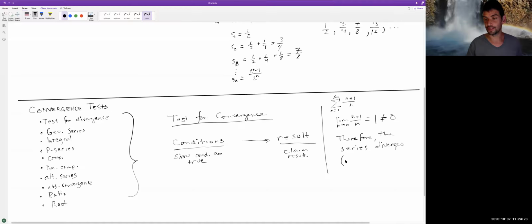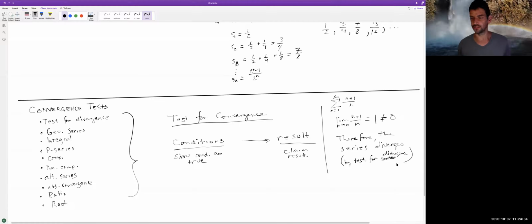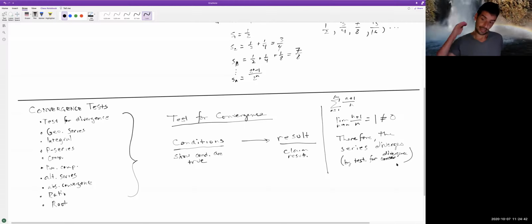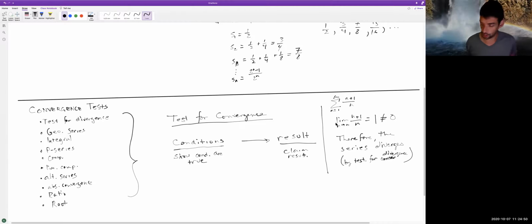I might say something like, by test for divergence, different texts call it different things. It's really a test for divergence, I guess, because you can't prove that anything converges with it, but you can prove that things diverge with it. So that's the structure of this problem, right? The only computation is up here, but what I'm really doing is showing you that the conditions are met.